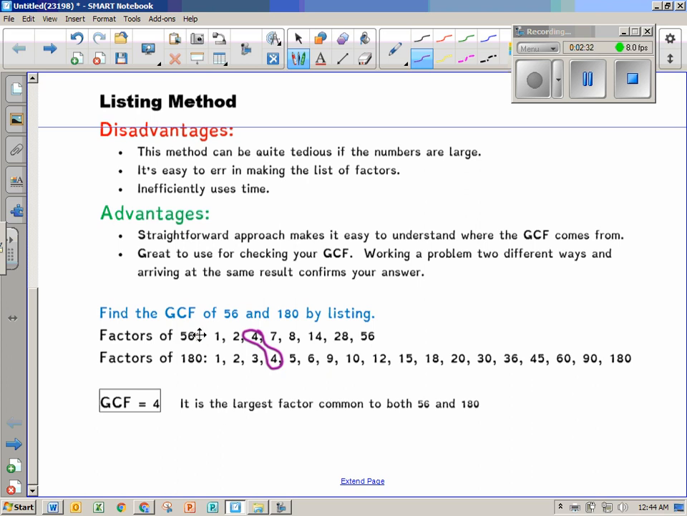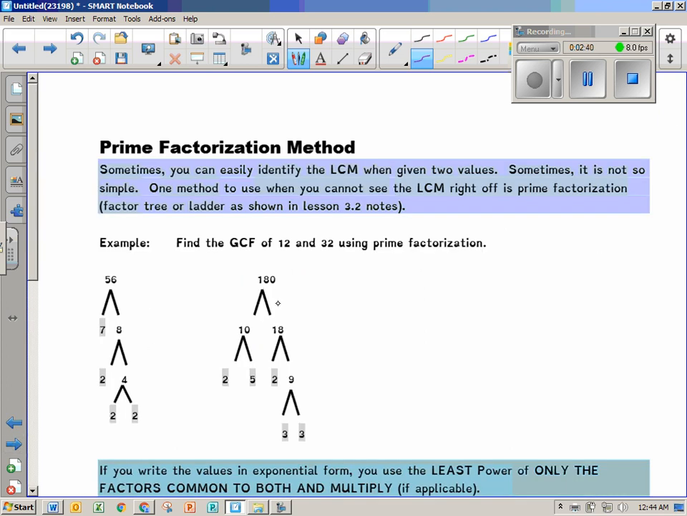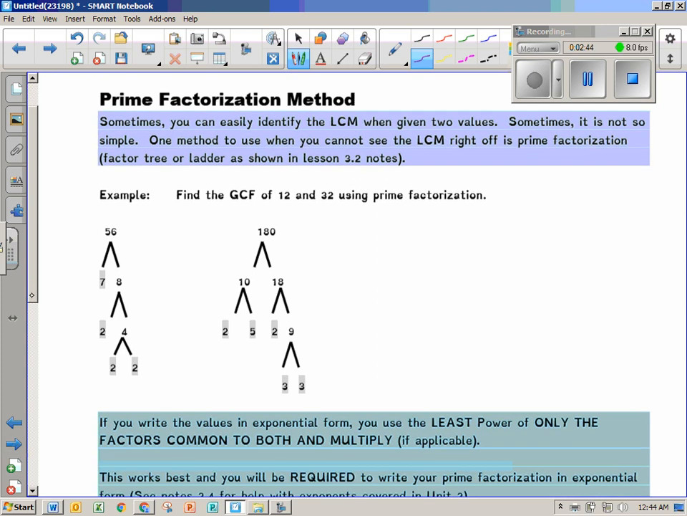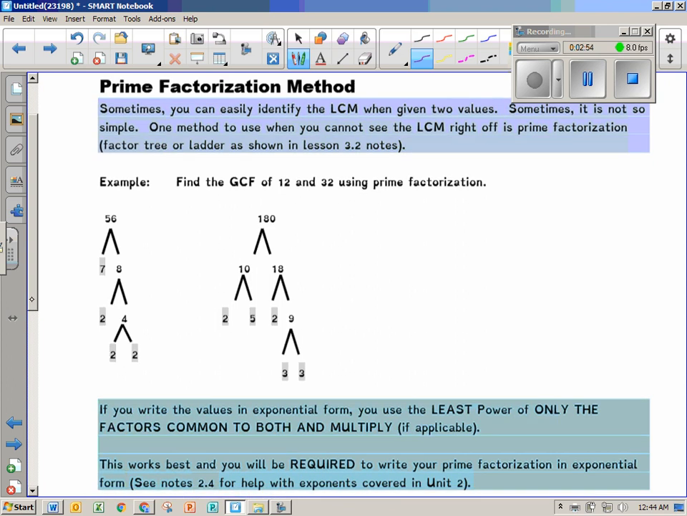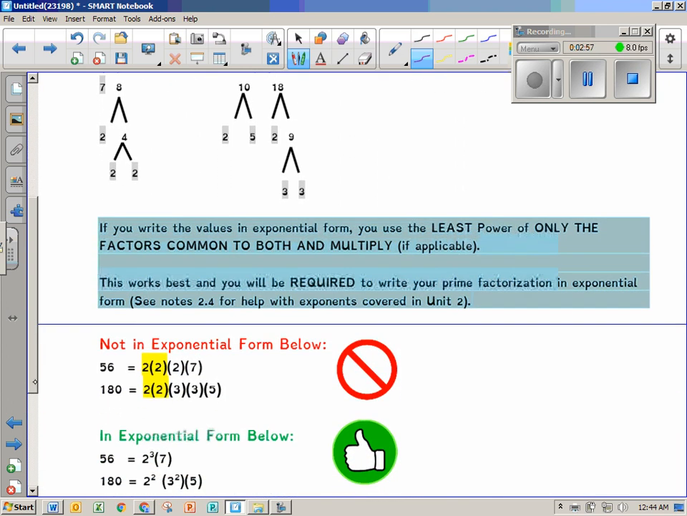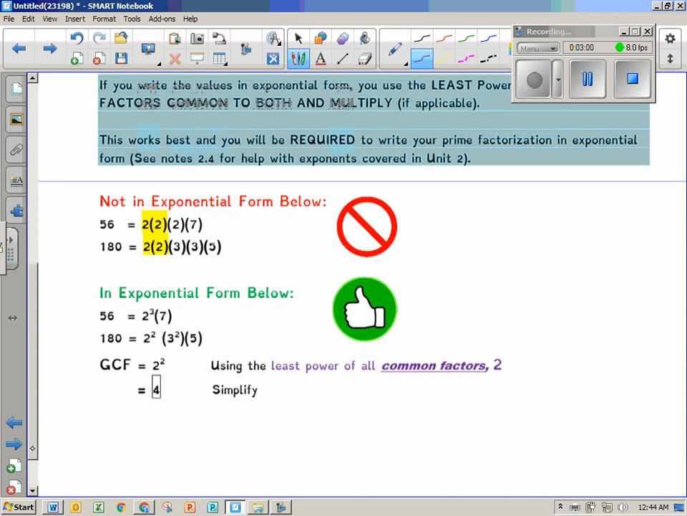Now this method, while you can do it to check, it's not going to be one of the methods that I ask you to use on an assessment. So let's move over to prime factorization. That's on your next page. We've already learned how to write the prime factorization for a number. So once you do that, there's just one more additional step. So you're going to write them in exponential form, just like we talked about previously.